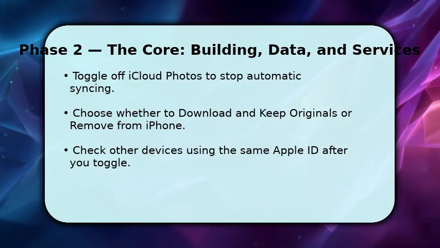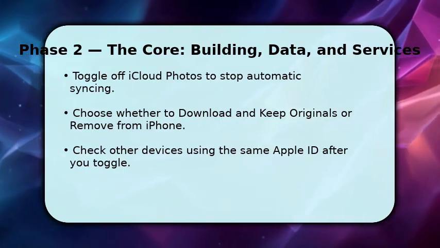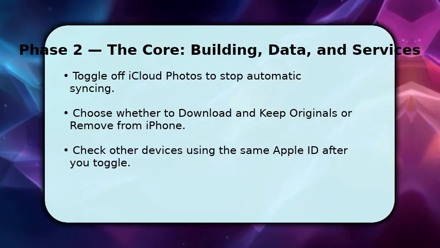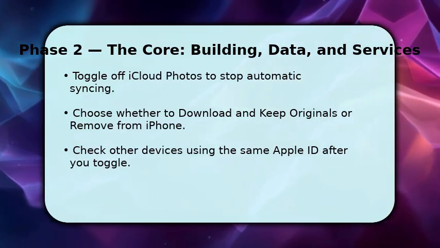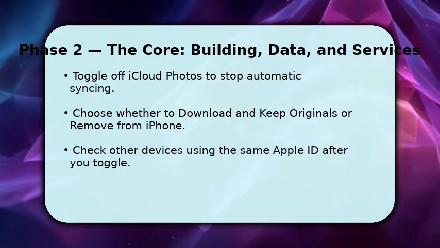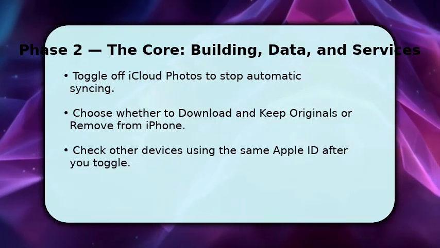Now you turn off the sync itself. Toggle off iCloud Photos in the Photos settings. When prompted, choose Download and keep originals if you want the full resolution files stored on the device, or choose Remove from iPhone if you already have backups elsewhere. Make sure to read the prompt. This explains what will happen to cloud-only items.